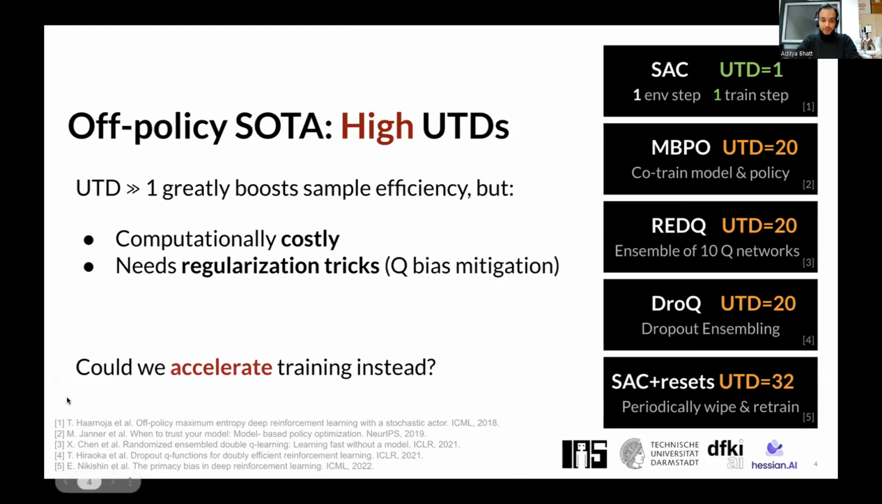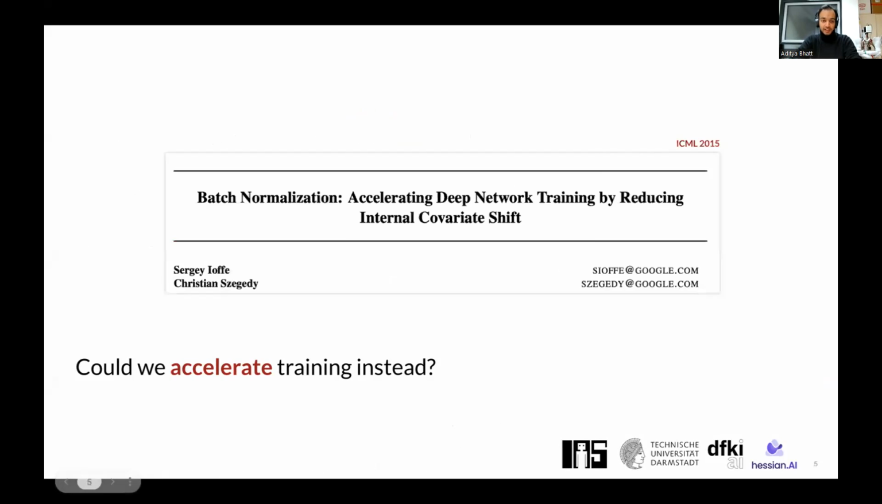All right. So as Daniel said, we want to now look into really accelerating training instead. So instead of specifically trying to understand Q bias mitigation and such things, we are going to look into ideas from deep learning, architectural ideas. Because we actually are aware of some of these things, and that specifically here is going to be batch normalization.